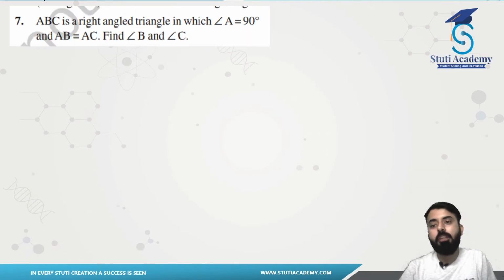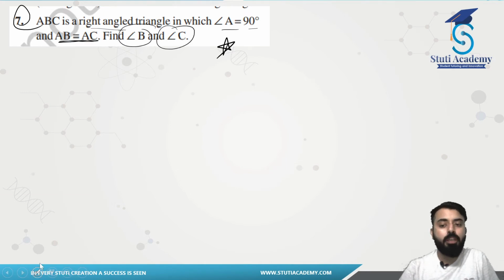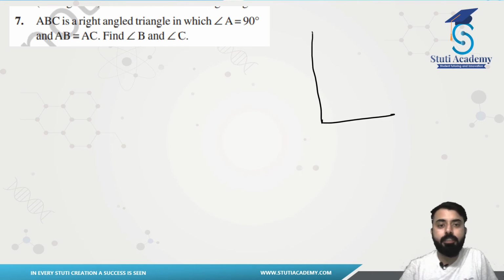So in the seventh sum, see, this is very important and this is very easy too. ABC is a right angle triangle in which angle A is 90 and AB is equal to AC. Find angle B and angle C. Now guys, see, you have been given a right angle triangle. Let's say this is the right angle triangle right here. And angle A is 90. So this must be angle A, which should be 90.